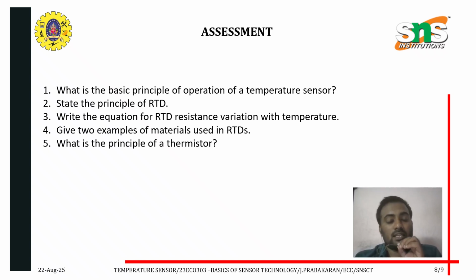Here you can see the assessment questions for this lecture video. First one is, what is the basic principle of operation of a temperature sensor? State the principle of RTD. Write the equation for RTD resistance variation with temperature. Give two examples of materials used in RTDs. What is the principle of a thermistor?